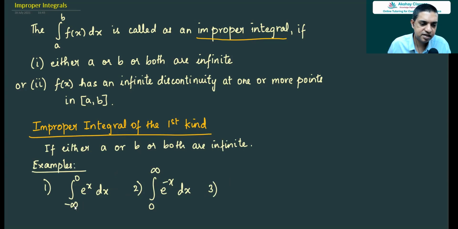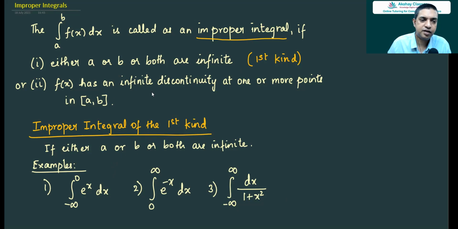So in the first case, a was going to minus infinity. In the second integral, b is going to infinity. Now we can have both a and b. Third example, integral minus infinity to infinity dx upon 1 plus x square. So this is an improper integral of the first kind, when one of the limits or both of the limits go to infinity.